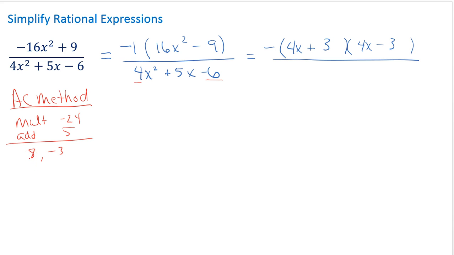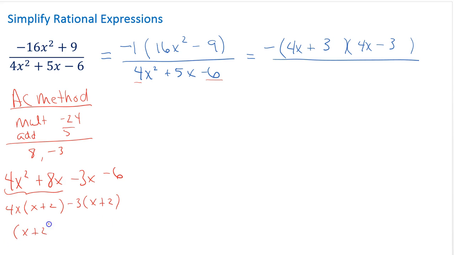Now I rewrite my problem replacing the 5x with 8x minus 3x. So watch this. I got 4x squared plus 8x minus 3x and then minus 6. So the first and last terms stay where they are. The middle is replaced with 8x minus 3x, which is equivalent to 5x. Now next step is factor by grouping. I pull out this greatest common factor of 4x. That leaves x plus 2. They have a greatest common factor of negative 3, which also leaves x plus 2. Those parentheses must match. So I pull out the matching x plus 2 times 4x minus 3.